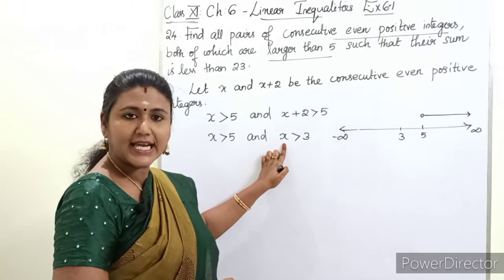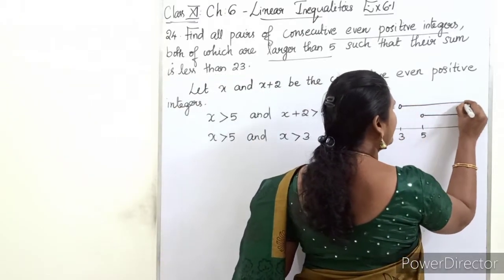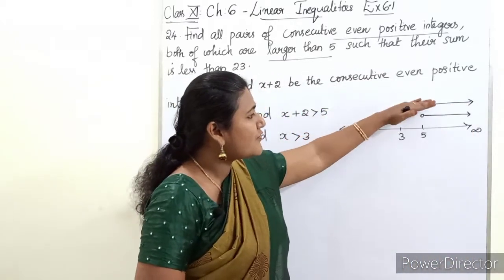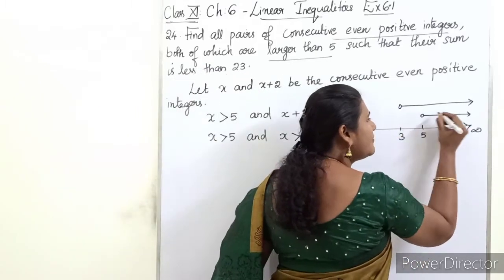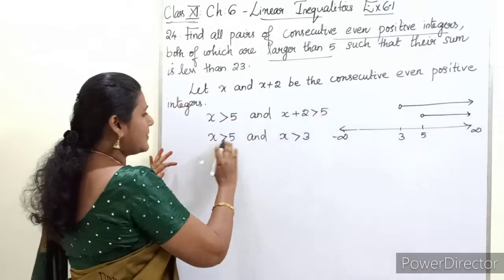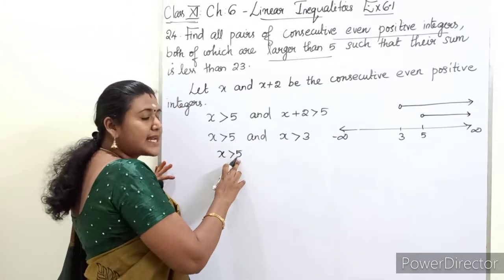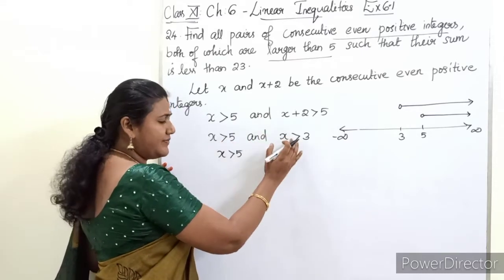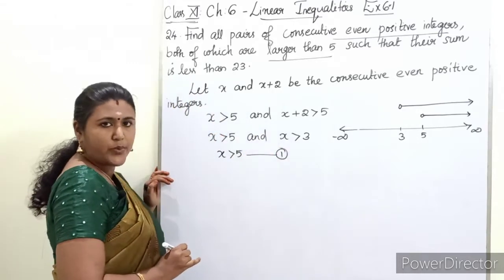What about the second one? X is greater than 3. That is from 3 to infinity. So this is the solution. Now what is the common of these two? Intersection means the common. So what is the common? From 5 to infinity. So from these two we will get the first inequality: x is greater than 5. So x is greater than 5 will satisfy this condition also. So this is the first inequality.